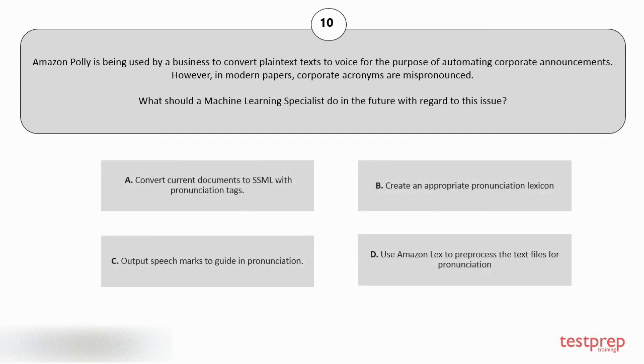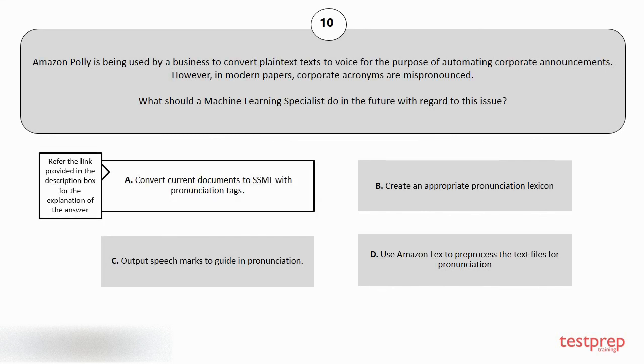Your options are: A. Convert current documents to SSML with pronunciation tags. B. Create an appropriate pronunciation lexicon. C. Output speech marks to guide in pronunciation. D. Use Amazon Lex to pre-process the text files for pronunciation. The correct answer is option A.